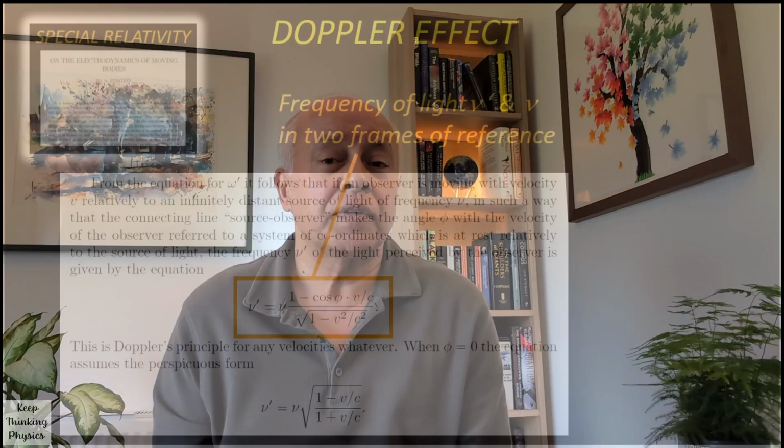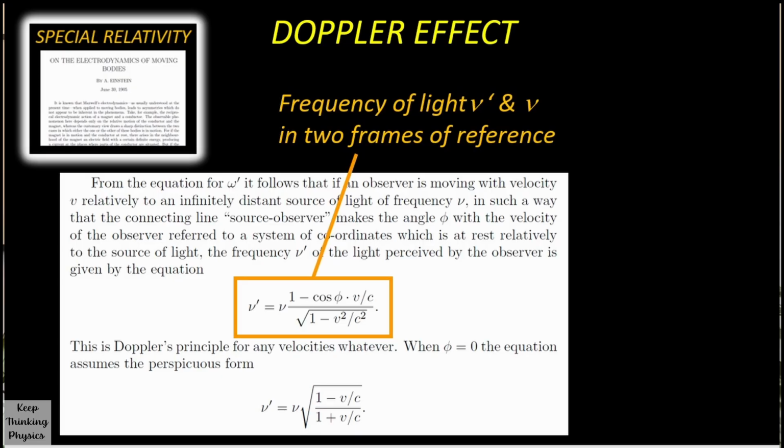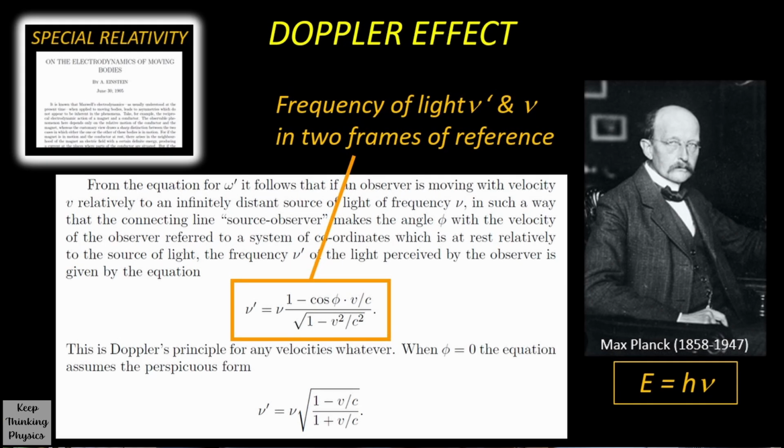The key result from the special relativity paper that Einstein relies on was presented like this, where Einstein derived an equation for how frequencies of light are seen from 2 frames of reference. This is really the derivation of the well-known Doppler effect, but taking into account relativistic motion. There is one more thing which is important to note about the frequency of light. In 1900, Max Planck had shown that the energy of light is related to its frequency by a constant, which we now call the Planck constant.